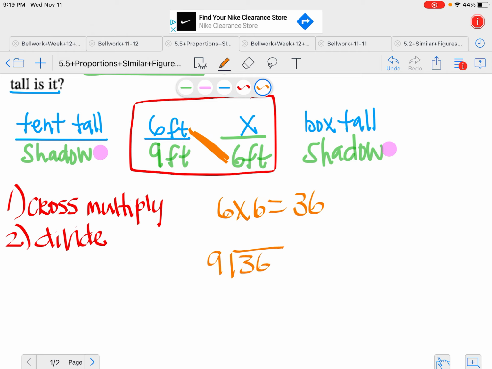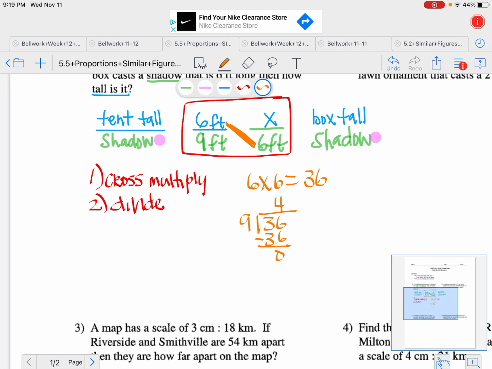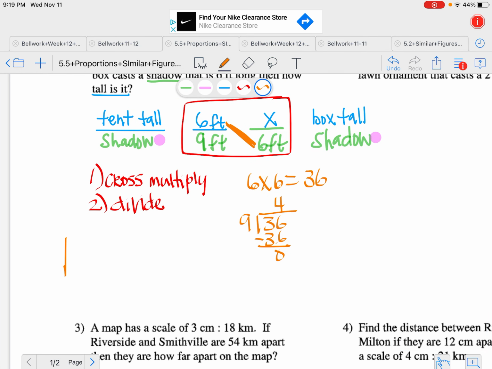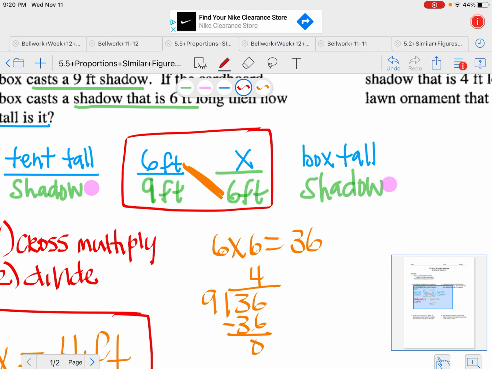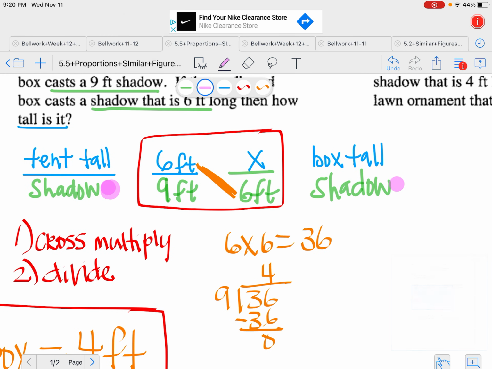If you want to use your multiplication chart, you can double check that. If you already know it, it's 4. 9 times 4 is perfectly 36, so I get 0 remainder. So now the number that I'm looking for, the box is 4 feet tall. Okay, so again, remember, your labels need to match. Shadow on bottom, shadow on bottom. If they're the same, they go in the same position.